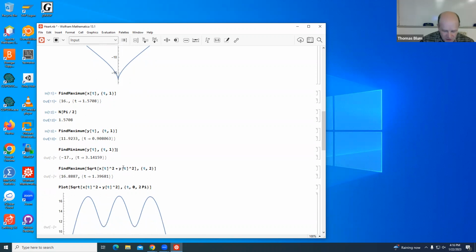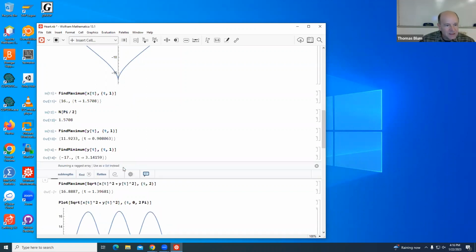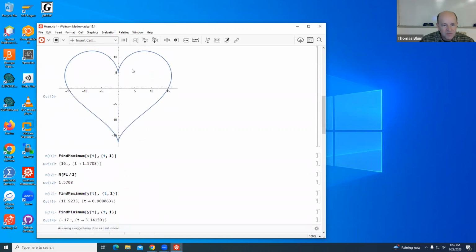So the x is symmetric, so the max and min have the same sort of information for the most part, but the y is not. It's horizontally symmetric, it's not vertically symmetric. So this is the farthest point. It gets to be 17 from the origin. I think that is the farthest this thing gets from the origin.